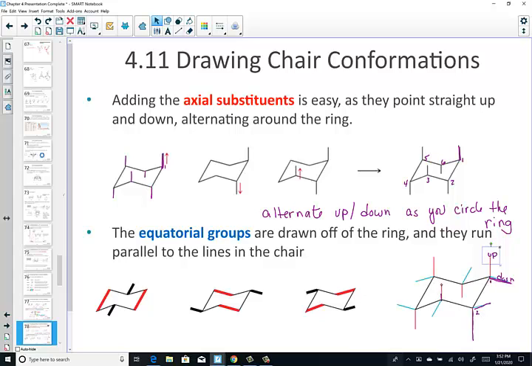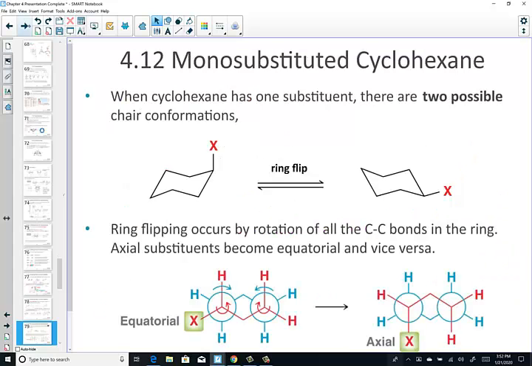Carbon 3, axial was up, so equatorial was down. Carbon 4, flagpole was down, so equatorial is up. Carbon 5, axial was up, so equatorial was down. Axial down, equatorial up. They always alternate as you go up, down, and encircle the ring. That's true for the axial and the equatorial. And friends, this is so critical to see. Take your time and envision this with your molecular model kit.